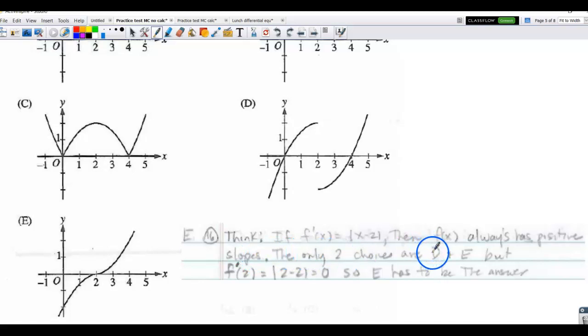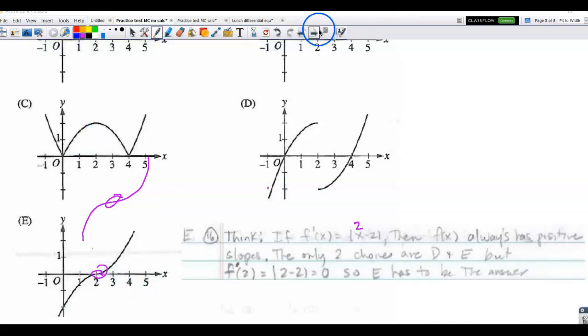So the only two choices are D and E. The only graphs that have positive slopes are D, where the graph is increasing, and E, where the graph is increasing all the time. But at 2, if we substitute 2 into the derivative function right here, 2 minus 2 is 0, and the absolute value is 0, so the slope at 2 is 0, so E has to be the answer. So the slope here, remember, kind of levels out if you zoom in on it, and right in here, there's that horizontal tangent occurring at x equal to 2.